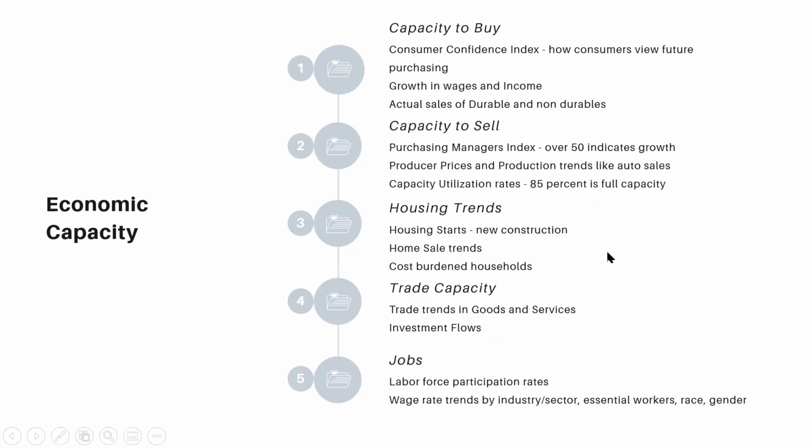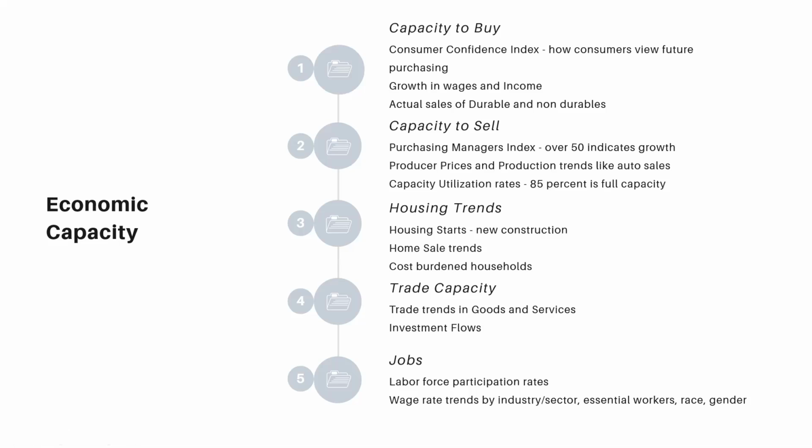Then we look deeper into what our capacity to buy is, focusing on consumers, the people who are buying. We look at the consumer confidence index. It's a number, and you want to see if the number is growing, because that shows consumers are getting more confident. You're going to look at wages and income. Are they growing? Are they declining? And we're going to look at whether people are actually buying the computers and the cars and the dishwashers.